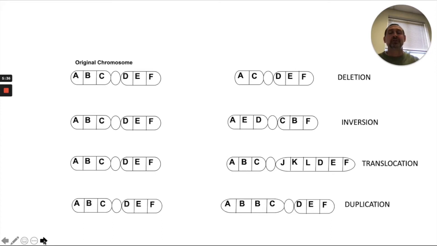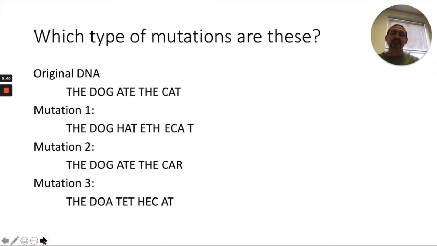And the last one is duplication. We have an extra copy of one of the genes. Here are some DNA mutations.